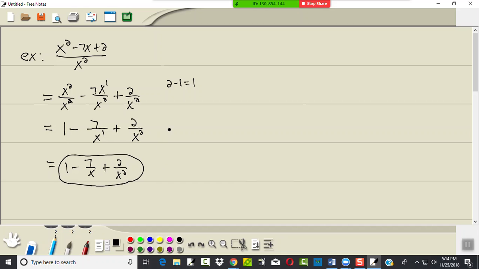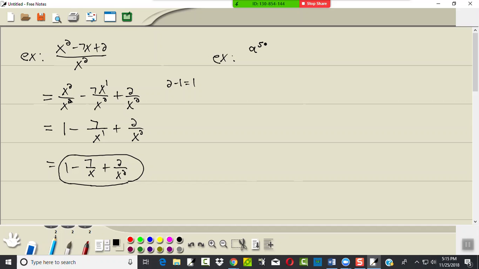Simplified form typically means a single fraction. This is a technique you see in the calculus course. In a calculus course, you have to split them up into separate pieces like this so you can take something called a derivative or an integral of these. Let's show one more.